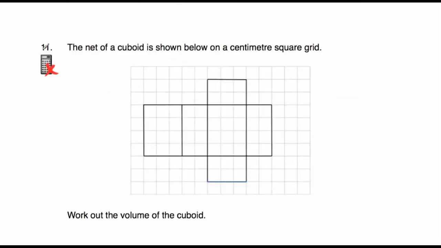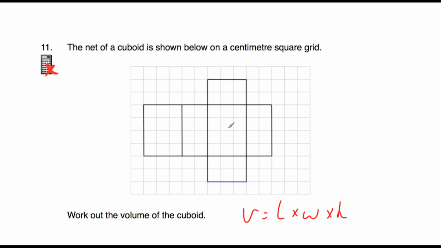Okay, let's have a look at question number 11. So question number 11 says the net of a cuboid is shown below on a centimetre square grid. Because this is a centimetre square grid, we know that each one of the squares is 1 centimetre by 1 centimetre. And we've been asked to work out the volume of a cuboid. And the volume of a cuboid is the length multiplied by the width multiplied by the height. So we need to work out the length of this cuboid, the width of this cuboid, and the height of the cuboid.